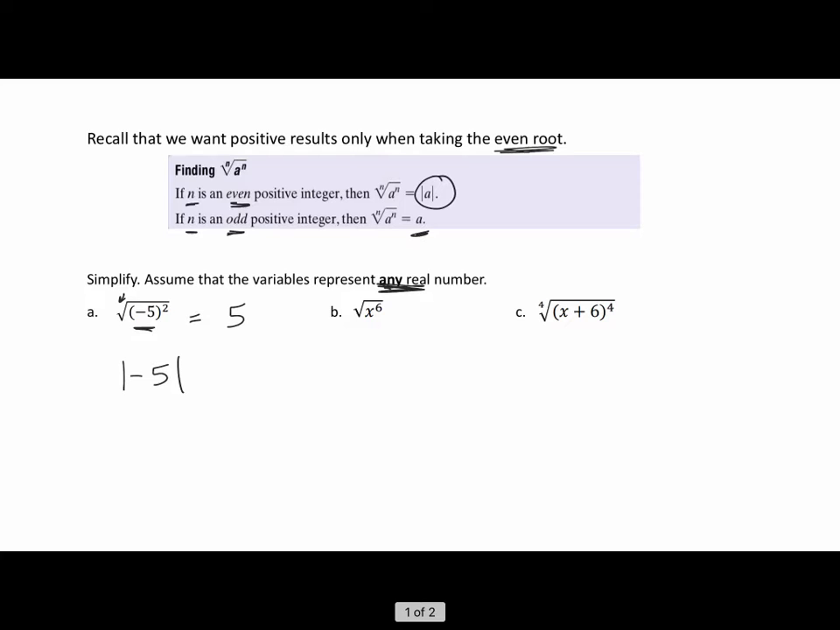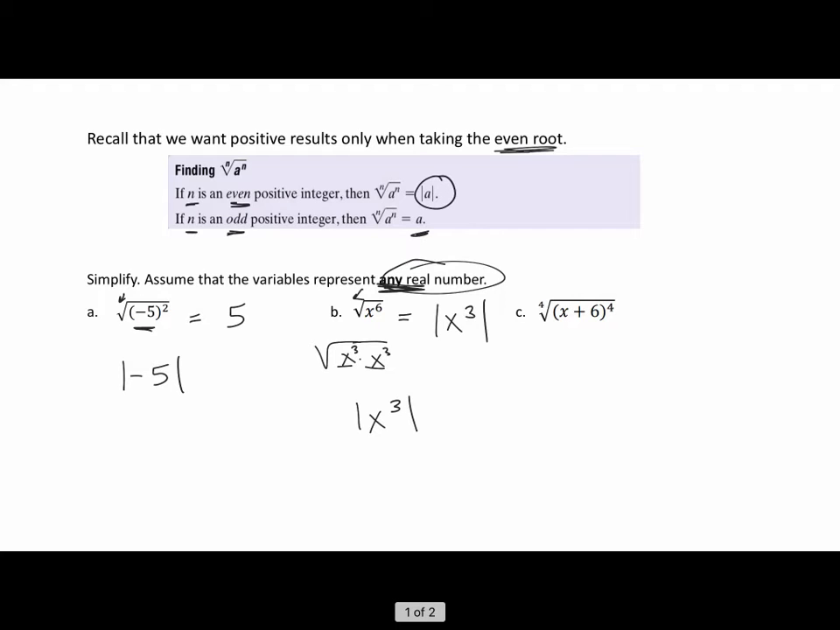For b, x to the 6th, so I'm looking for a number that multiplies by itself to be x to the 6th, so that has to be 6 divided by 2, making those exponents 3. But it's an even root, so it's got to be absolute value. And I don't know what x is. It can be any real number, and that's the problem. So I'm going to keep that answer within the absolute value bars. It'll depend on what x is. If it's a negative number, then this will just have to be positive. And that's what the absolute value bars will do for us.